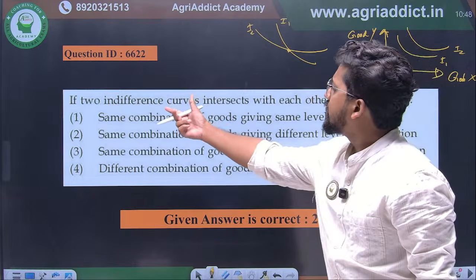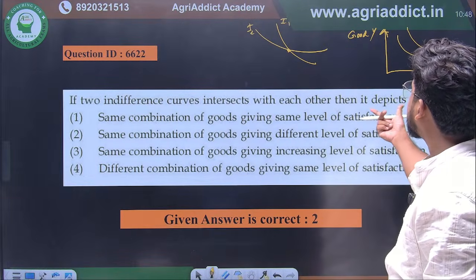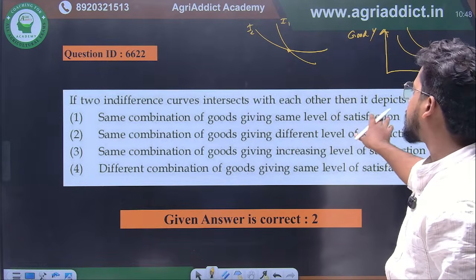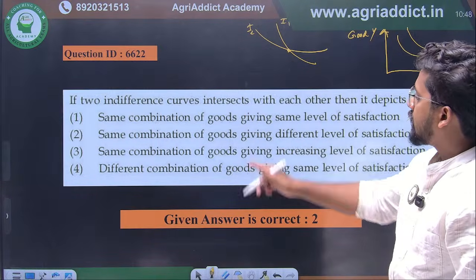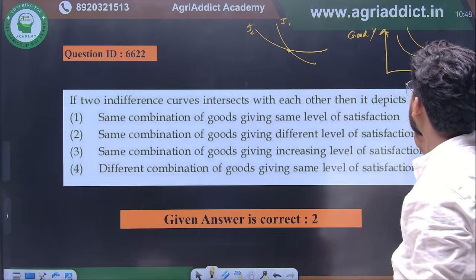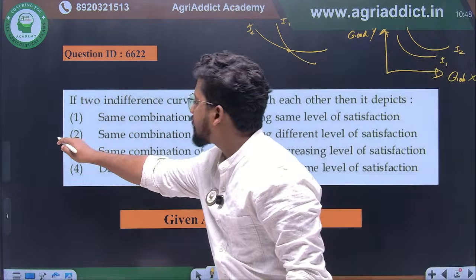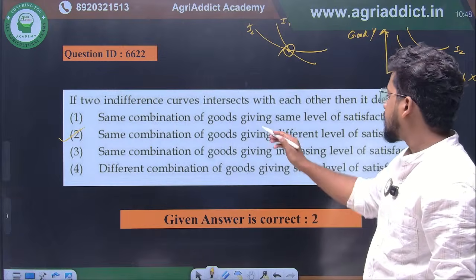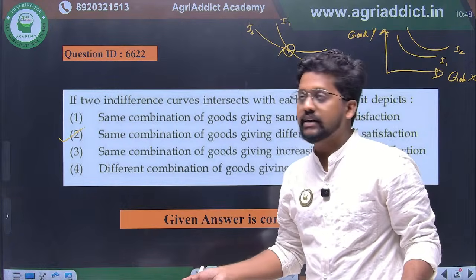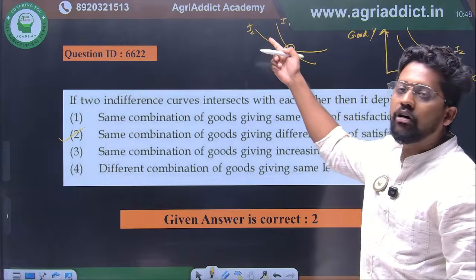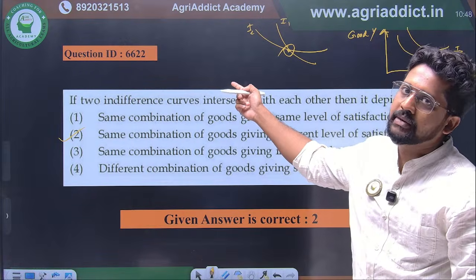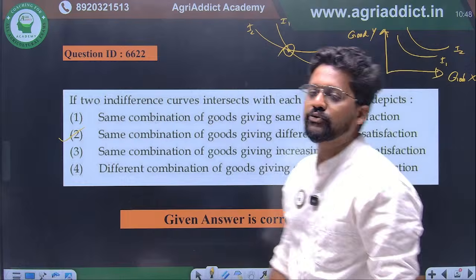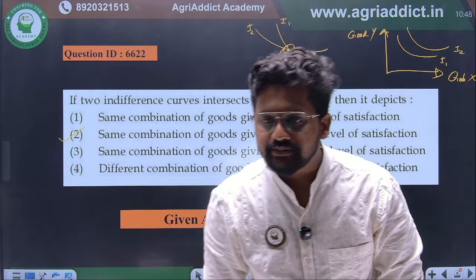So therefore, if two indifference curves intersect with each other, it does not depict the same combination of goods giving the same level of satisfaction. No, it depicts the same combination of goods giving different levels of satisfaction. Is this our right answer? Right? Same combination of goods, giving different levels of satisfaction. This is what the intersection of indifference curves means, right? So therefore, here the answer key given is 2 and that is correct. So therefore there is no need to challenge.